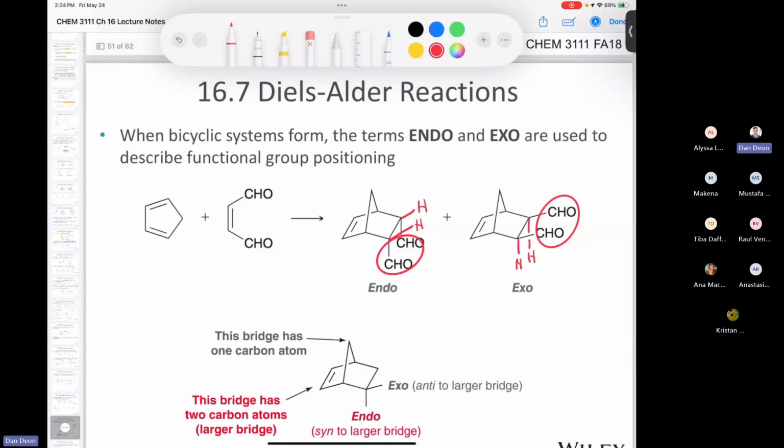So what you have to know is this: when you form a bridged bicyclic compound, the groups that are pointing down, I'll put them in a yellow circle now, we call that position the endo position. And the groups that are pointing up, we call it the exo position.